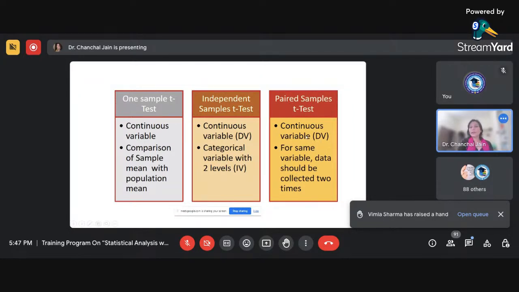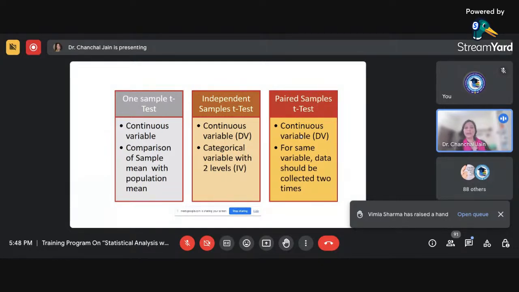So in the case of dependent samples t-test, we will collect the data 2 times for the same variable. Say for example, suppose there is a diet program run by a particular organization. So they are offering that program. Suppose 10 people want to take that particular diet program. So what the company will do, they will take the weight of those 10 people. They will offer that diet program to those 10 people.